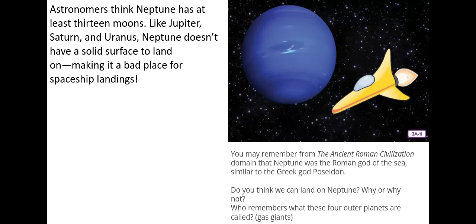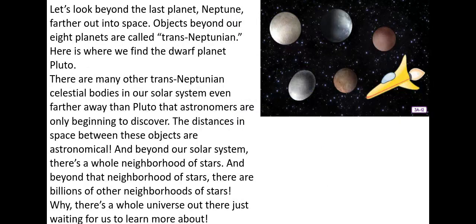Astronomers think Neptune has at least 13 moons. Like Jupiter, Saturn, and Uranus, Neptune doesn't have a solid surface to land on. Let's look beyond the last planet, Neptune, farther out into space. Objects beyond our 8 planets are called trans-Neptunian. Here's where we find the dwarf planet Pluto.